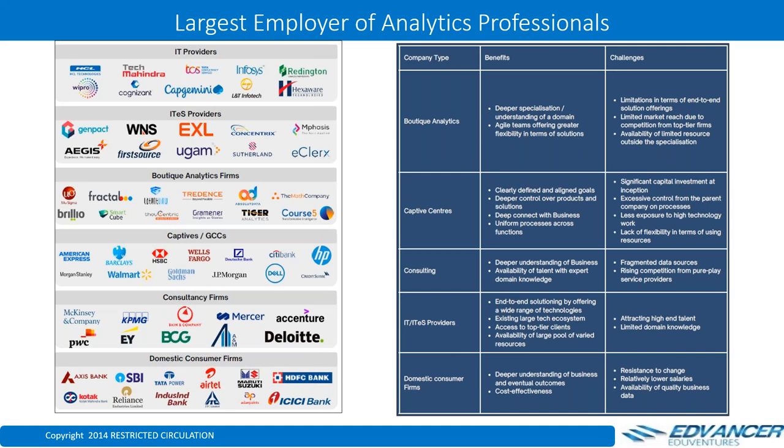And then you have a couple of R&D centers. They call it captive or GCCs, or I call it R&D centers, who are tied to their mother organization. For example, say Walmart or Morgan Stanley or JP Morgan. They have their R&D centers in India, and they are doing a lot of stuff.